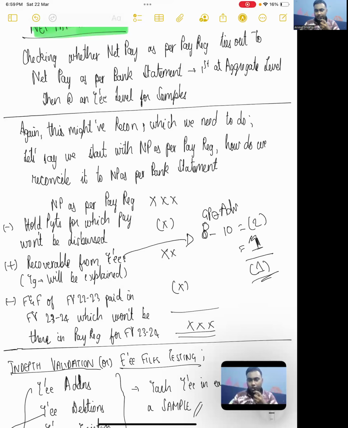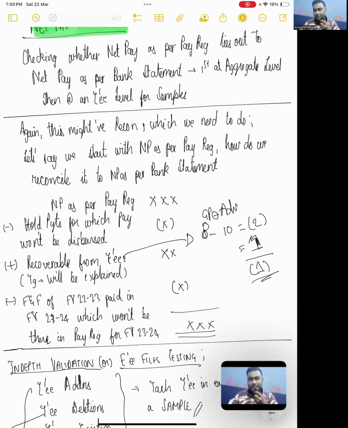So what you will do in this reconciliation is, you will basically add back the two while arriving at the reconciliation. Because your pay register would be a receivable number, but your bank statement would be a payable number. So to arrive at your higher number which is there in your bank statement, which has been debited in your account, you will add the differential and arrive at your net pay as per your bank statement. That is that. And next, your F&F.